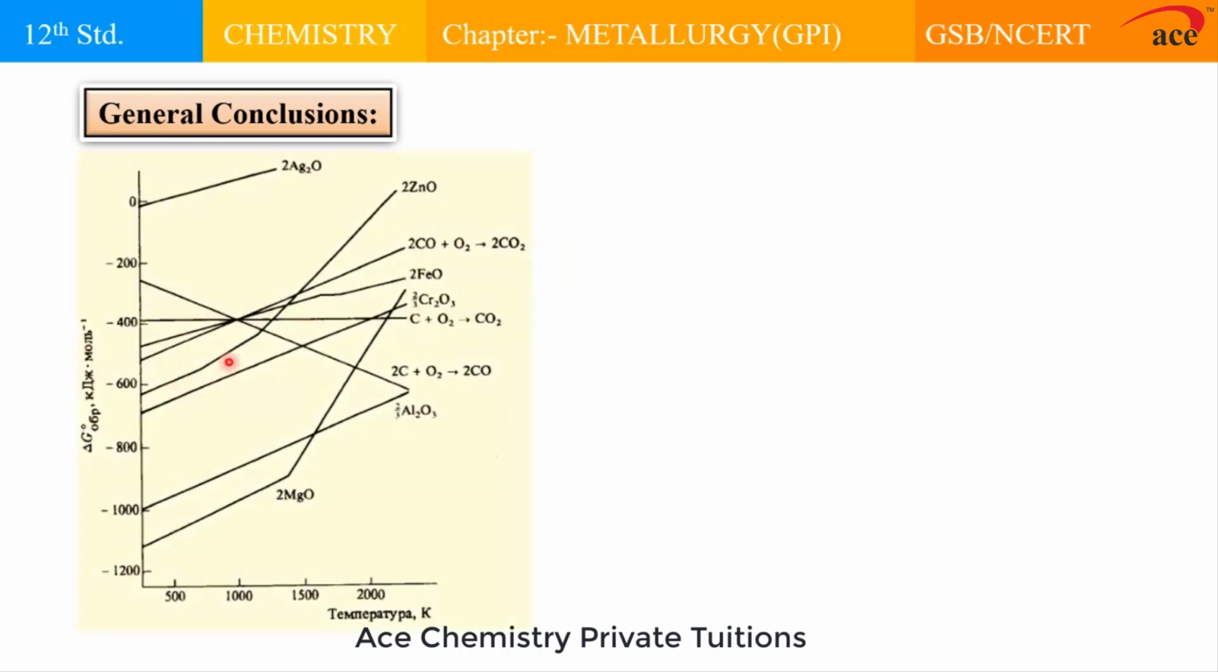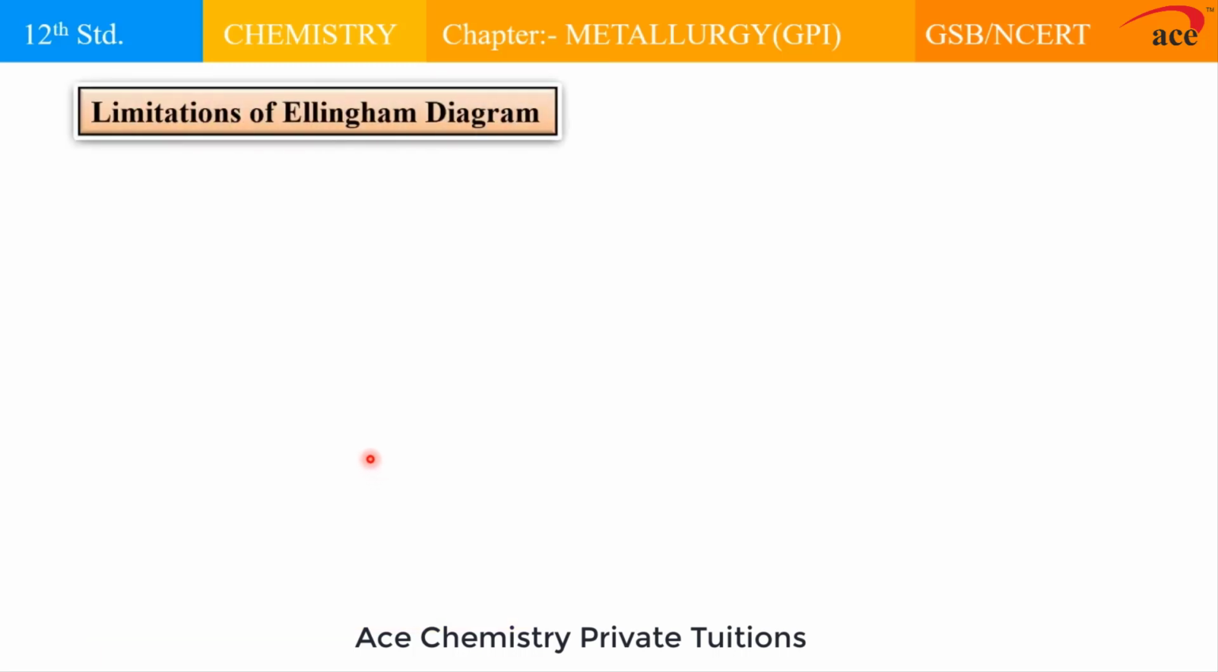For example, if I am taking magnesium, see, magnesium is occupying the lowermost position on the y-axis. So can I say the magnesium oxide formation will have the lowest delta G naught value? So can I say magnesium has higher ease to get oxidized? If magnesium has higher ease to get oxidized, it means magnesium can reduce other metal oxides easily.